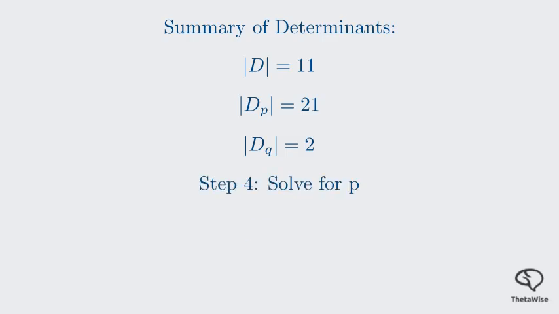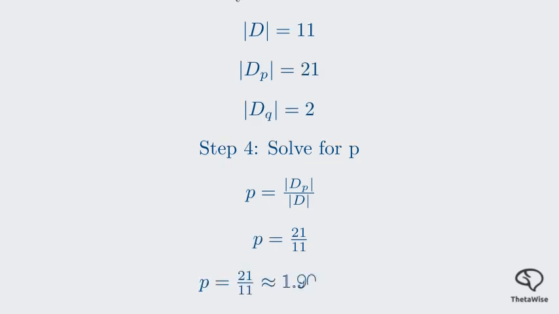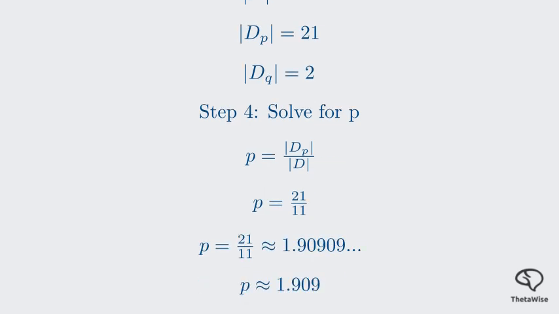The formula for p is the determinant D subscript p divided by the system determinant D. This gives us 21 divided by 11. The problem asks for answers rounded to 3 decimal places. So, we'll convert this fraction to a decimal. 21 divided by 11 is approximately 1.909090 repeating. Rounded to 3 decimal places, our value for p is 1.909. This matches the result in the provided memo.